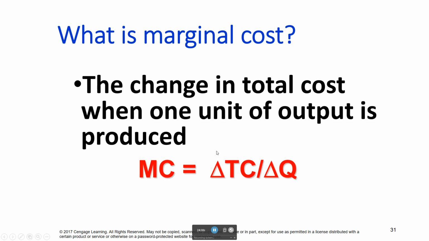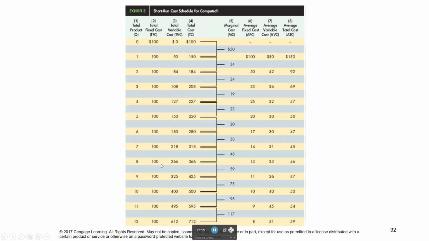So I got $1,010 to produce 4 pizzas and $1,015 for 5. If I subtract 1,010 from 1,015, my change in total cost is $5. The change in output, 5 pizzas minus 4, and it's always going to be 1 in our examples, is 1. So 5 over 1 is my marginal cost. To produce 1 extra pizza, in that case, would cost me $5.